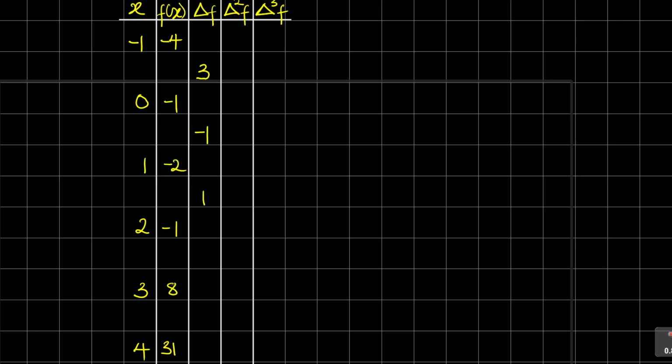We'll proceed. The final value minus the initial value, 8 minus -1, which is the same thing as 8 plus 1, which is equal to 9. 31 minus 8 is equal to 23. We will also apply the same method here. The final value minus the initial value, -1 minus 3 is -4. 1 minus -1 is 1 plus 1, which is equal to 2. 9 minus 1 is 8. 23 minus 9 is 14.